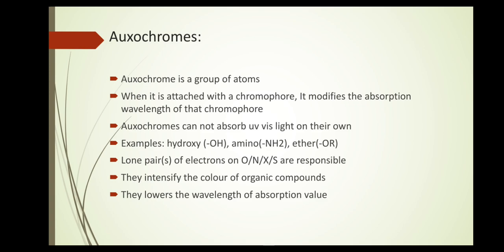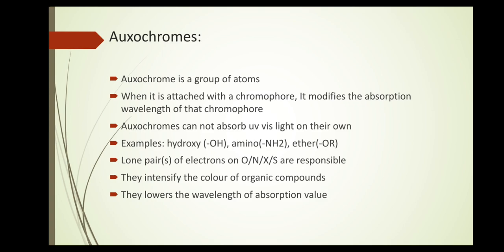And because of this alteration, this change of the wavelength of absorption of the chromophore, the color of the compound intensifies. Intensifies means the color becomes brighter, or you can say the color becomes more intense. So in that way, these auxochromes help the chromophores to make the substance a more colored substance.